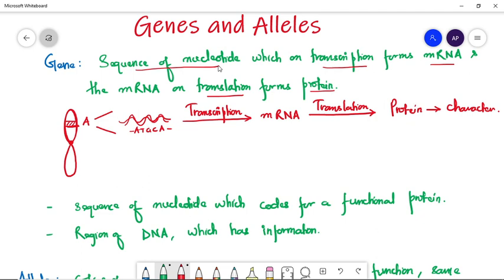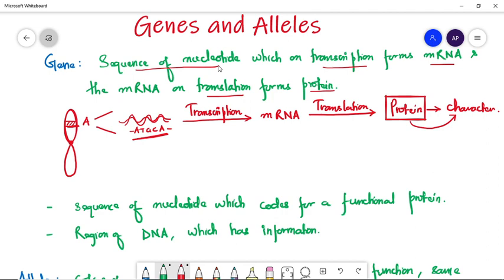This gene A will have a certain nucleotide sequence in this form. For example, we have taken the sequence as ATGCA. So this nucleotide sequence will be called a gene only if it forms a protein, and that protein should be functional. That means it should show some character or it should be able to express itself.